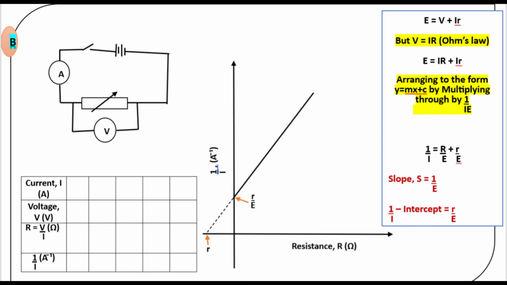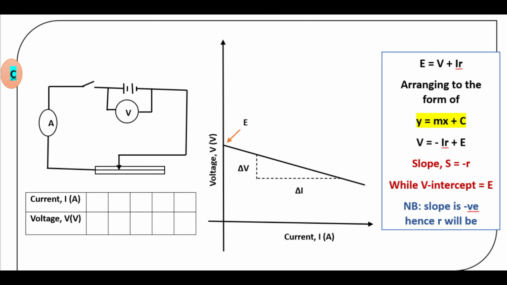So we go to the third practical. We have a voltmeter, ammeter, nichrome wire, the switch and the cells. Then you fill a table of voltage and current, and you plot a graph of voltage against current. You realize that this is a straight line graph as well, but this time with a negative gradient, meaning voltage decreases as current increases in this case.